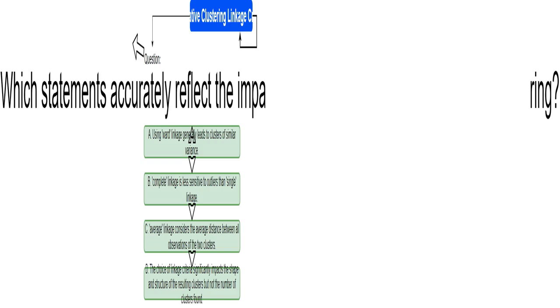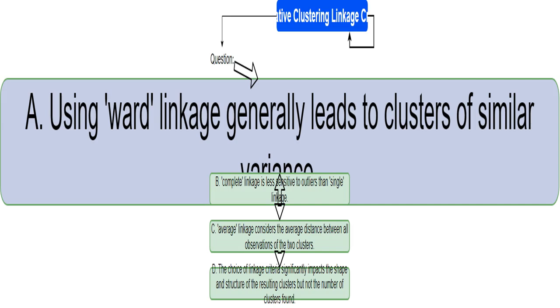The Ward method aims to create clusters with similar amounts of data spread within them. I think of it as aiming for equally spread out clusters. Outliers are data points that are unusually far from others. Complete linkage looks at the largest distance between data points in different clusters, whereas single linkage uses the smallest distance. Because of this, complete linkage is less affected by those pesky outliers.